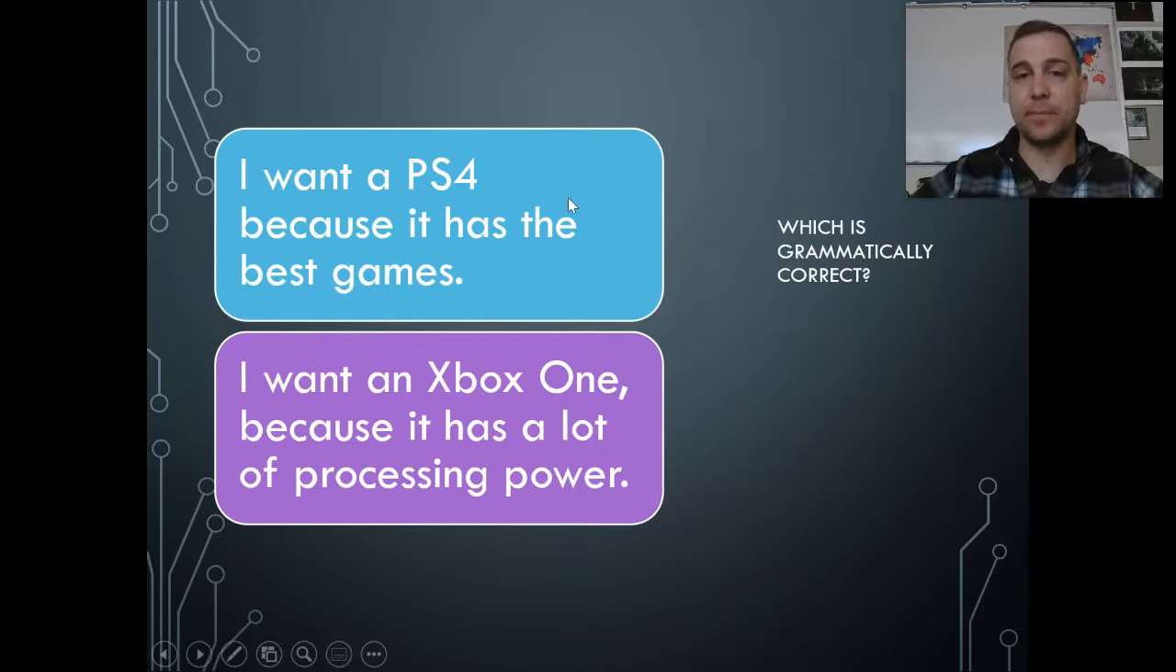Hopefully you're identifying that this blue box is grammatically correct. This one is incorrect because the independent clause, I want a PS4, comes before the dependent clause because it has the best games. And so since the independent clause comes before the dependent clause, you do not need a comma here. So same thing here. The independent clause, I want an Xbox One, comes before the dependent clause, because it has a lot of processing power. Since the independent clause comes first, you don't need a comma. But if you were to say, because it has a lot of processing power, comma, I want an Xbox One, that would be grammatically correct.